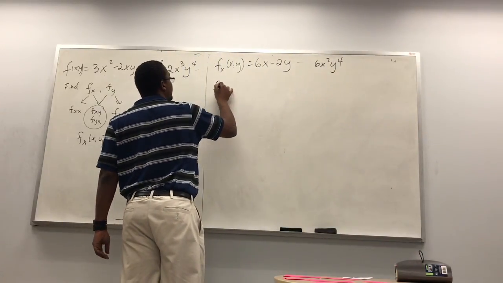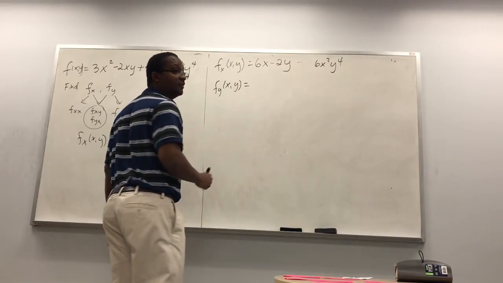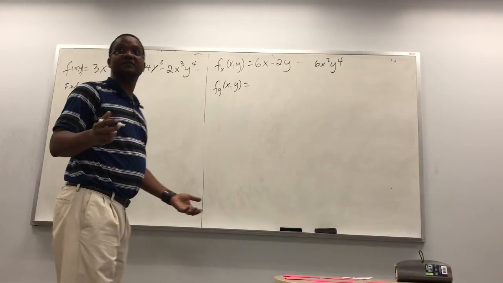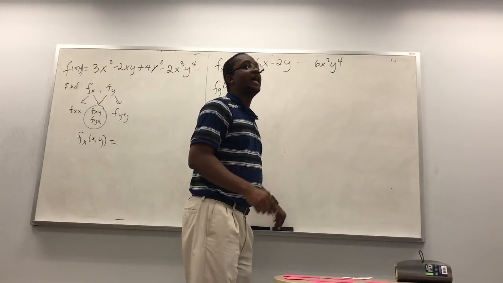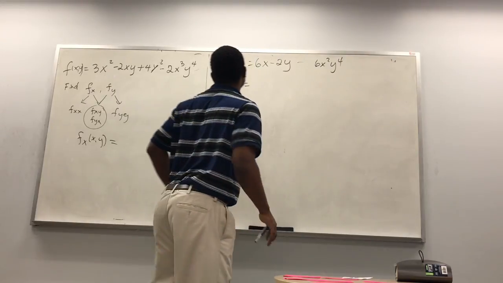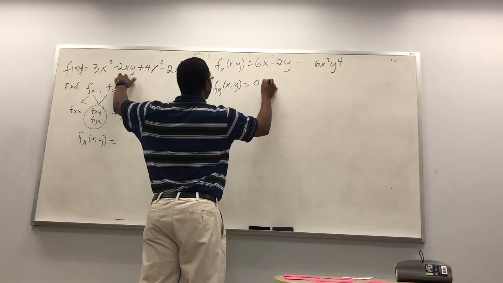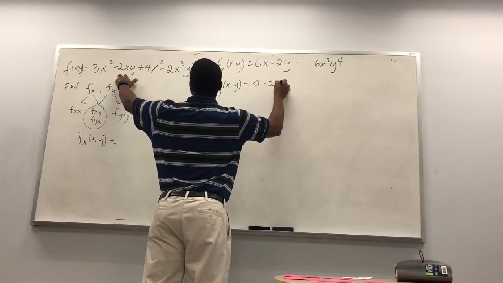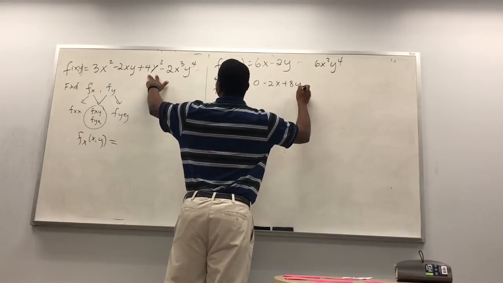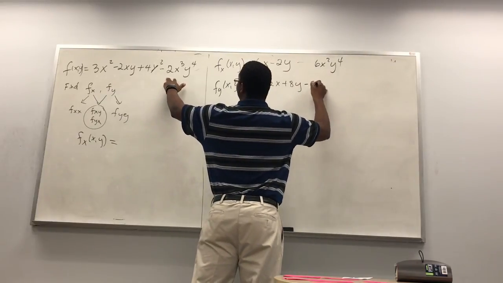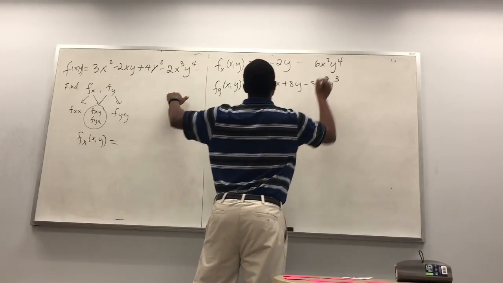Okay, so I find f of y. Why didn't you do f of x? You want to do f of x first? No, do that, it makes it easier. It doesn't matter, I'll get to all of them. So f of y, this is 0. That's minus 2x. Then this is plus 8y, and then that's minus 8x cubed y cubed.